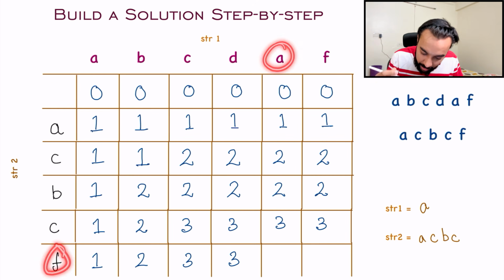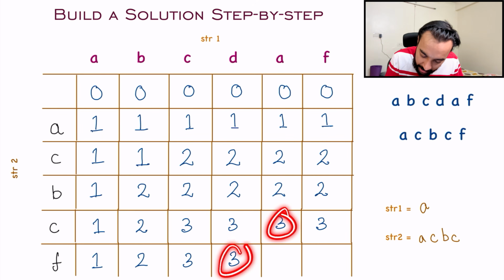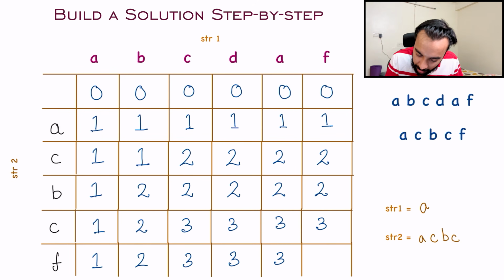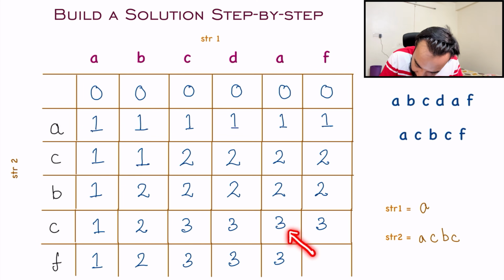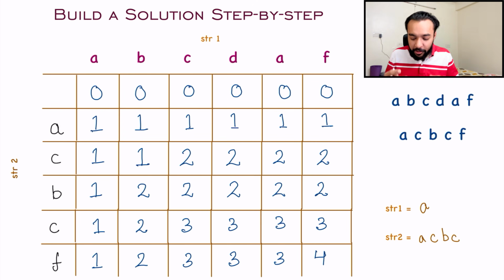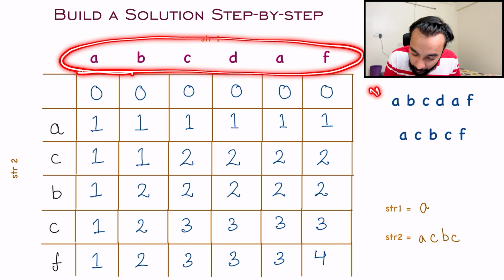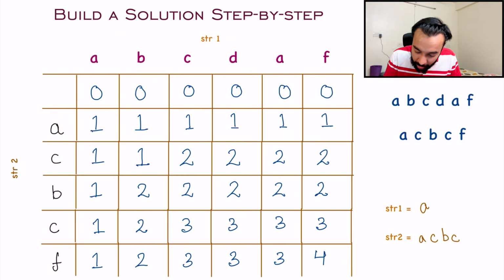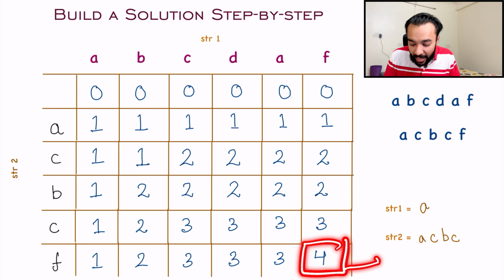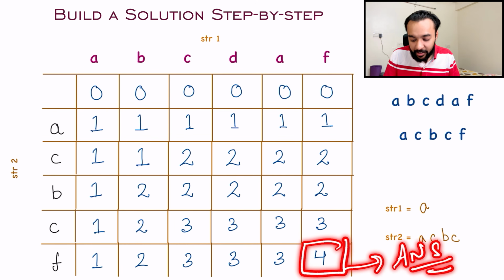Compare A and F, they are not the same. Once again, pick the larger value, they are same, so write down 3. Next, you see that F is same. So look at the vertically opposite value. This is 3, so add a 1 to it, and you get a 4. So for your exact test case, when your first string is A, B, C, D, A, F, and your second string is A, C, B, C, F, the length of the longest common subsequence will be 4. And this, in fact, will be your answer.